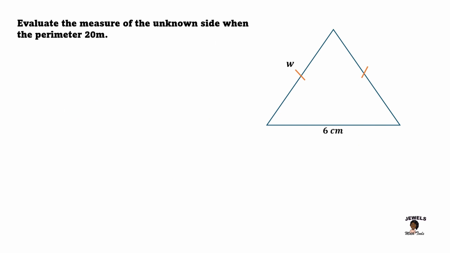For this example, we're going to be calculating the measure of our unknown side W when our perimeter is equal to 20. For this question, bear in mind that we're looking at an isosceles triangle, and we know that by the two arcs drawn on our triangle. Remember that this mark means that the two sides that have these arcs on them are equal. So if this is equal to W, then this side would also be equal to W.